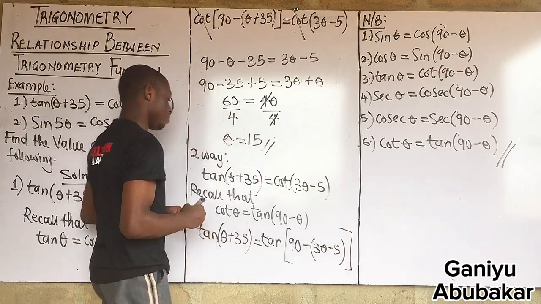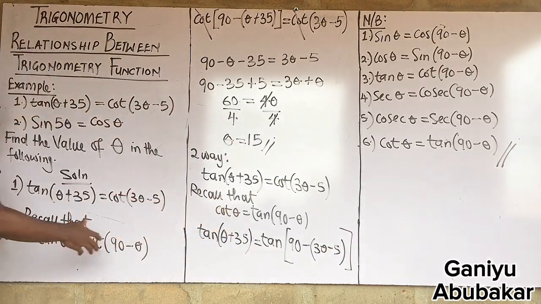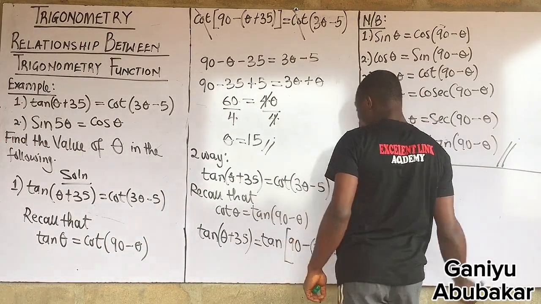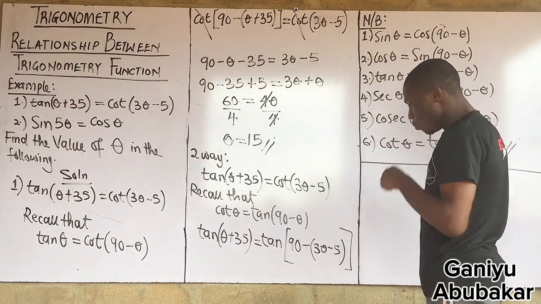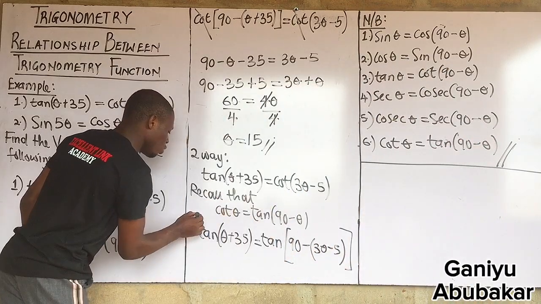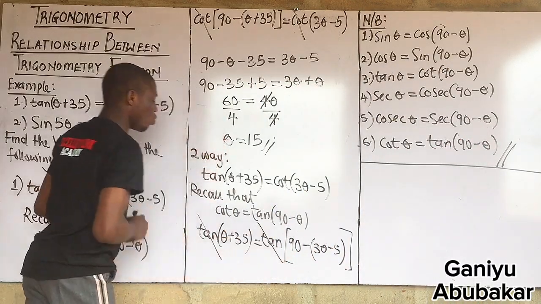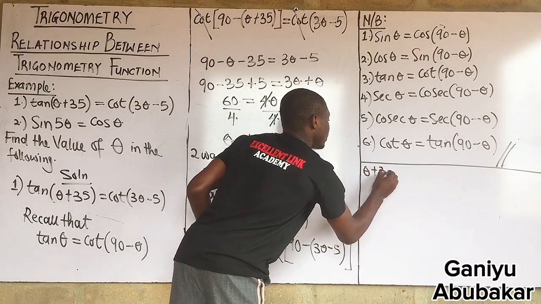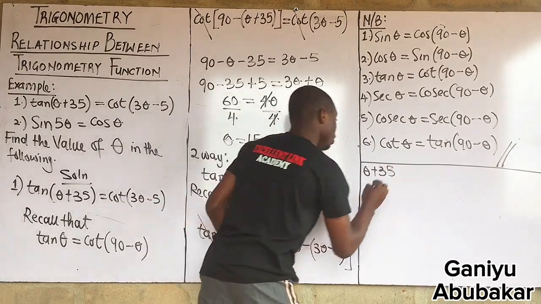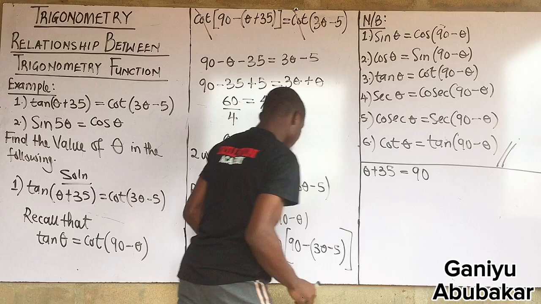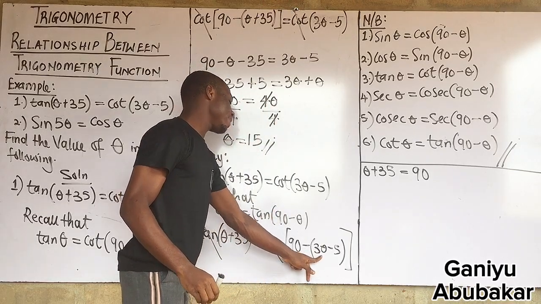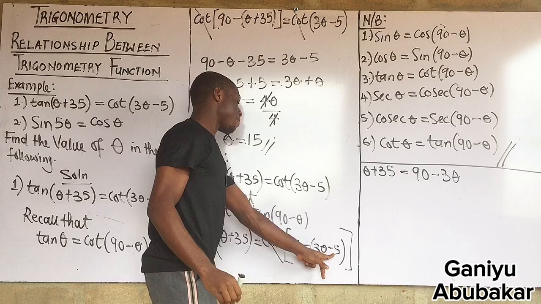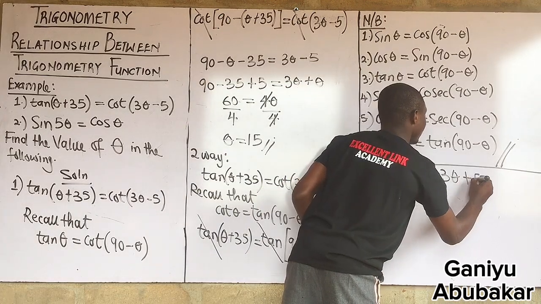So I have this. Let's get this done, please. From here, what do we know? From here, what do we get now? We said that it's mathematically correct that this one here cancels out this one, right? So I'm having theta plus 35 is equal to 90 minus 3 theta. So I have minus 3 theta minus is plus 5.